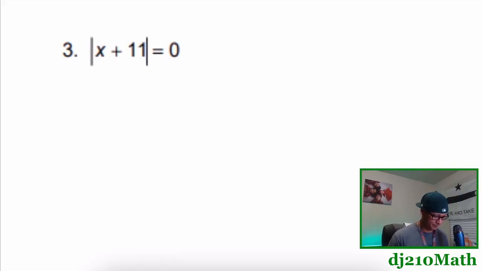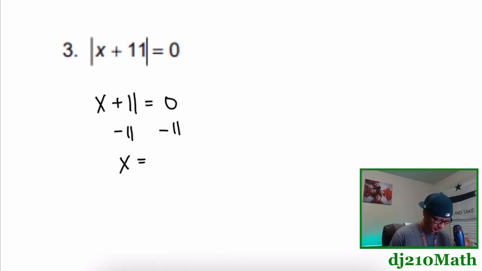All right, number 3. The absolute value is already by itself, and it's equal to 0. If I set this equal to the positive and negative version, there's no such thing as negative 0, right? It's just 0. So when it's equal to 0, we can just drop the absolute value sign. So x plus 11 is equal to 0. Subtract 11. x is equal to negative 11.